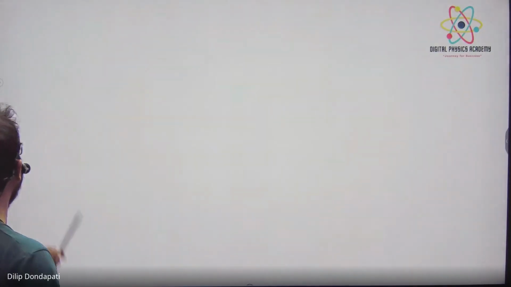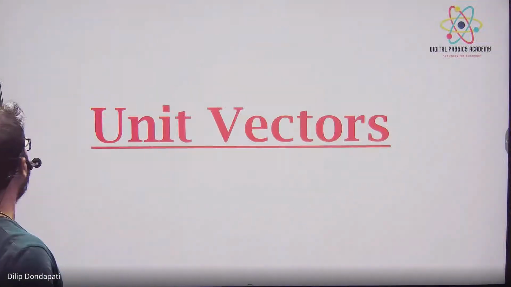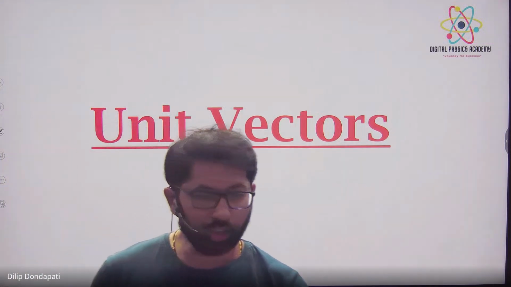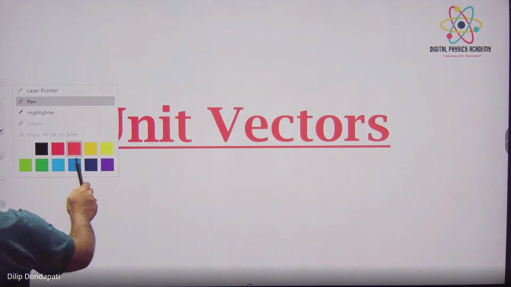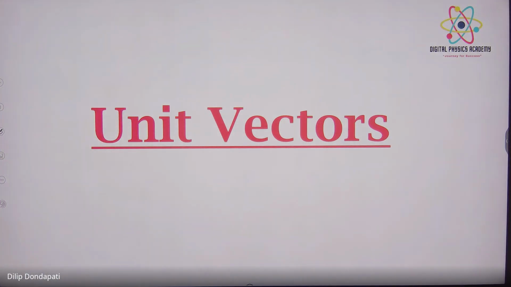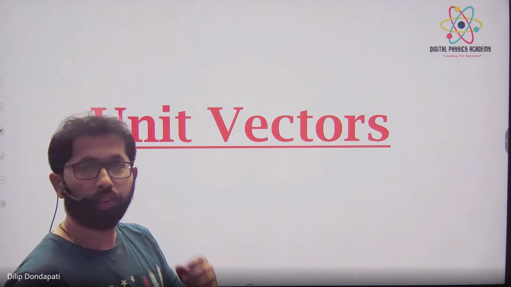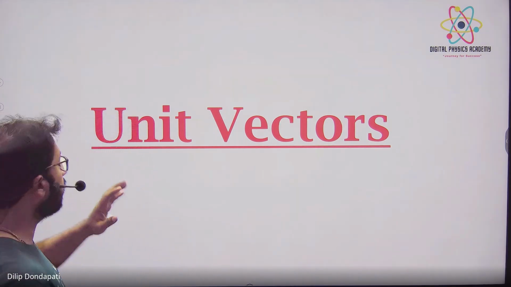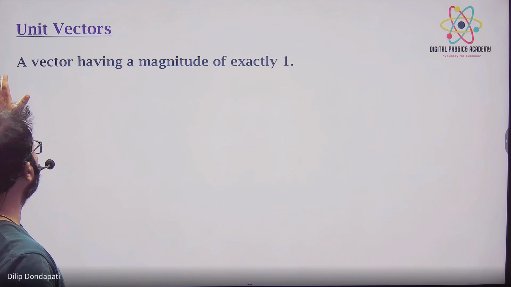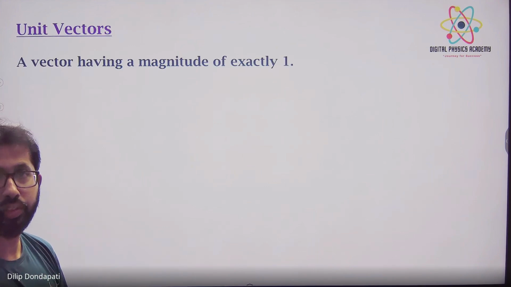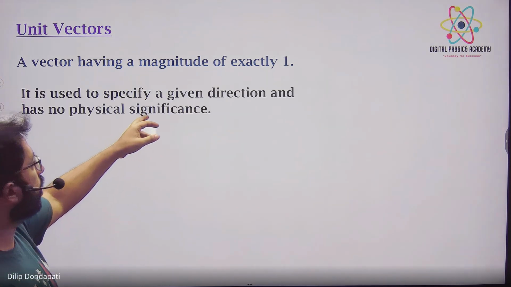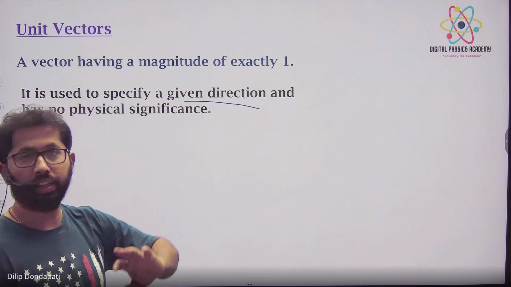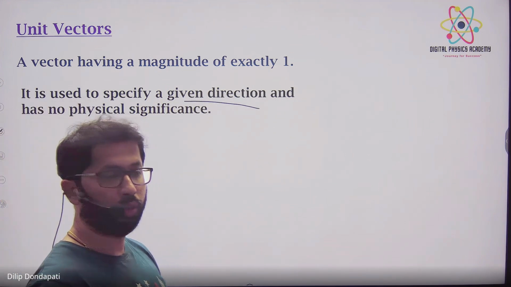चलो, now we'll go for unit vectors, which we learned before a little bit, right? Unit vectors के बारे में याद है? What does unit vector mean? Unit vector means a vector whose magnitude is 1. उसका पर्पस क्या है? Only to show the specific given direction, and this is the purpose of a unit vector.